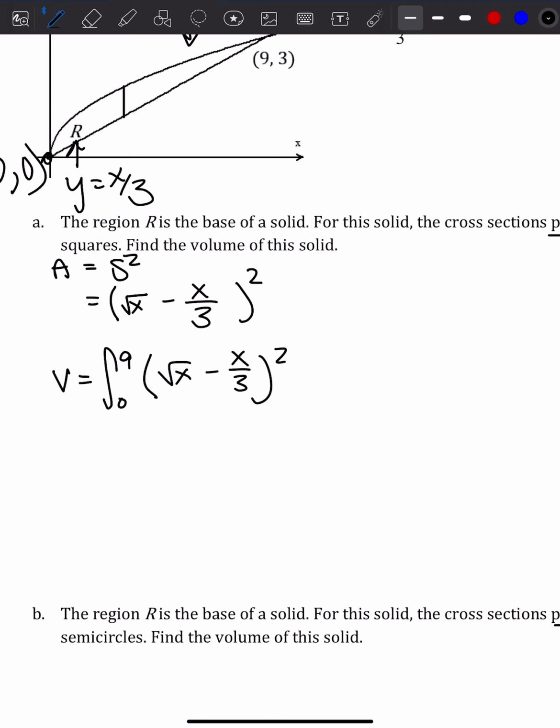Then we can go ahead and simplify what we need to. So I would potentially multiply out what I have here, integrate what we have left over, plug in our bounds, all of those things, and what this is going to eventually give us is 27 over 10, or 2.7.